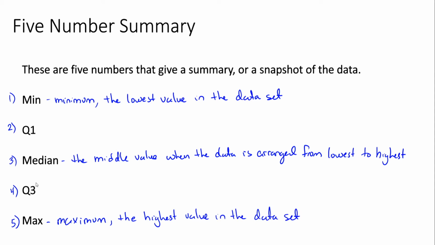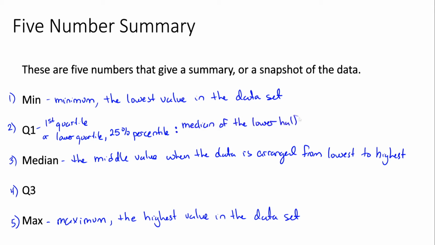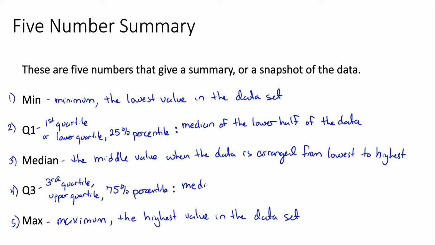Q1 and Q3 are values you may not have heard before. Q1 is the first quartile or the lower quartile. You also might have heard of it as the 25th percentile. So what this value is, it's the median of the lower half of the data. Now Q3 is the third quartile, upper quartile, or 75th percentile. And this is the median of the upper half of the data.